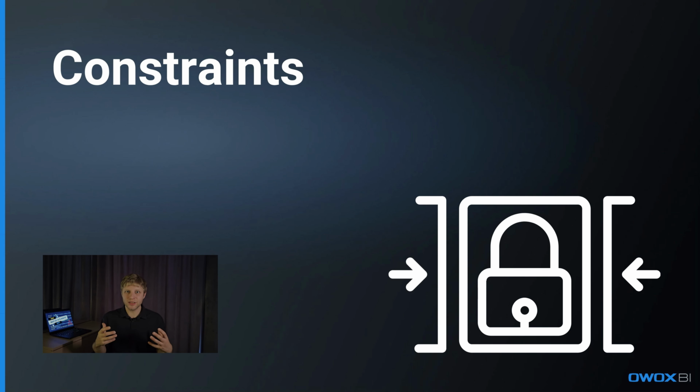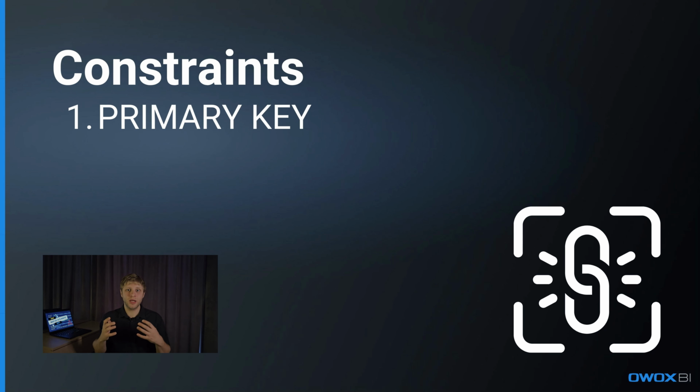Now, diving into the nuts and bolts of maintaining your data integrity, we'll talk about constraints. Constraints are rules applied to the columns of a table to enforce data quality and accuracy. Here is a quick overview. Number 1. The primary key. A primary key is a unique identifier for each record in a table. In our inventory table, product ID could serve as an excellent primary key because it's unique to each product.